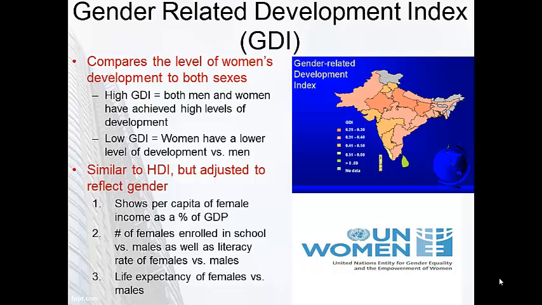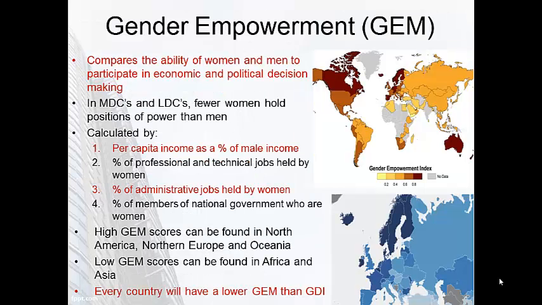It shows per capita female income as a percentage of GDP. It focuses on the number of females enrolled in school versus males, as well as the literacy rates of females versus males. And last but not least, we kind of talked about this in class, the life expectancy of females versus males.